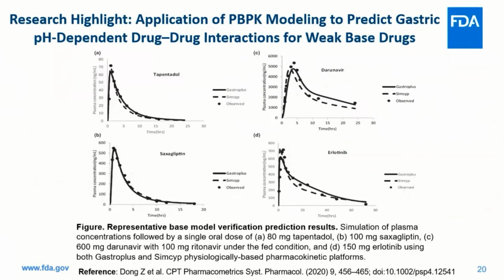This figure shows representative model prediction results. We can see, using both GastroPlus and Simcyp PBPK models, the simulated plasma concentrations can capture the observed data well after administering a single oral dose of 80 mg tapentadol, 100 mg saxagliptin, 600 mg darunavir with 100 mg ritonavir under the fed condition, and 150 mg erlotinib, respectively.